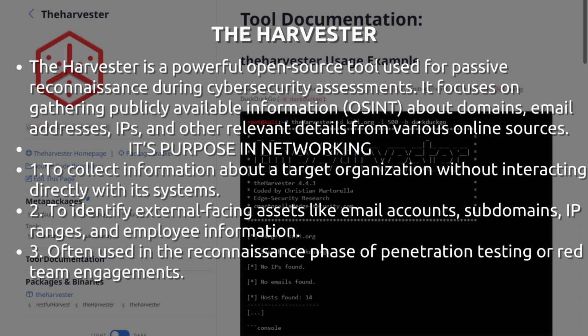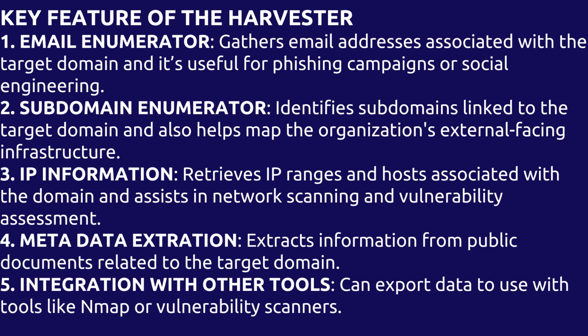What are the key features of theHarvester? Number 1 is the email enumerator. It gathers email addresses associated with the target domain, and it's useful for phishing campaigns or social engineering. Number 2, we have the subdomain enumerator, which identifies subdomains linked to the target domain and also helps map the organization's external facing infrastructure. Number 3, we have the IP information, which is used to retrieve IP ranges and hosts associated with the domain and assists in network scanning and vulnerability assessment.